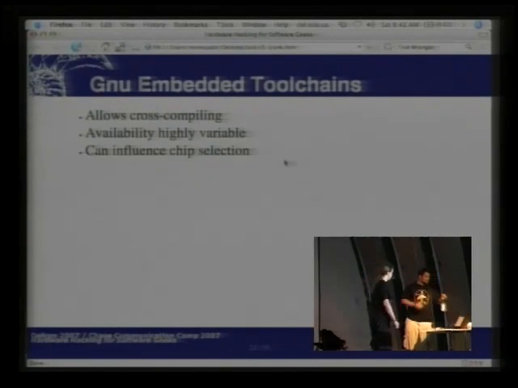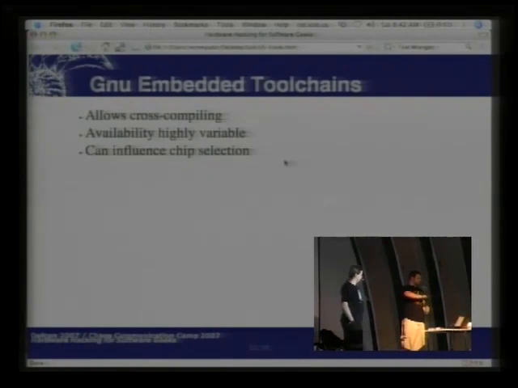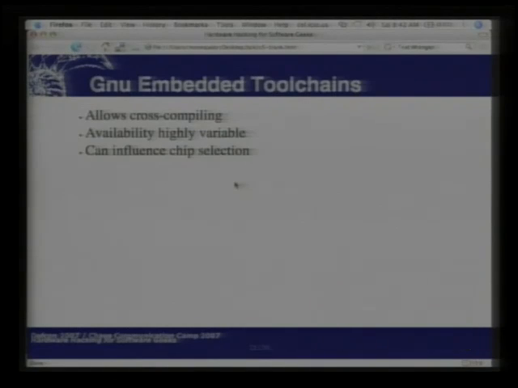The next thing that may influence your chip selection is your tool chain. There are free proprietary tool chains available like MetroWorks, which this speaker badge uses.